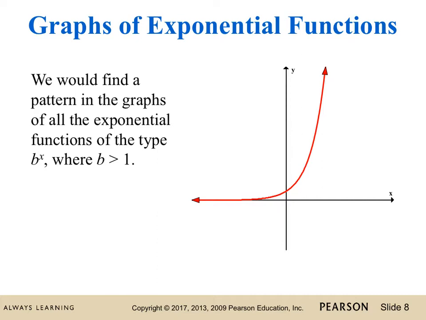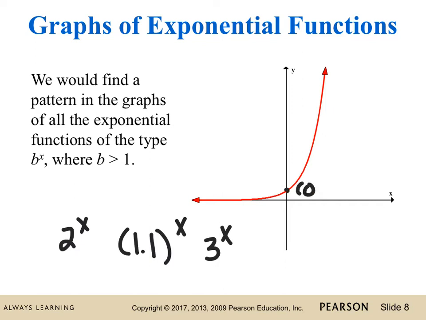What we've learned from the past examples is that for all exponential functions where the base is greater than 1, we're going to have exponential growth. So for example, 2 to the x, 1.1 to the x, 3 to the x, etc., are all going to look very similar, and they're all passing through this anchor point of 0, 1. The different bases will change the steepness of that graph.